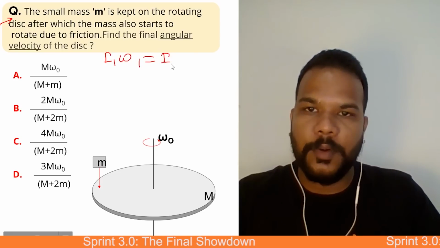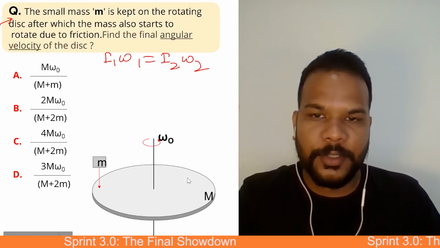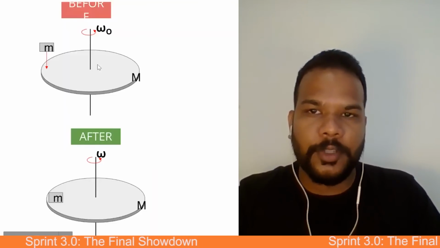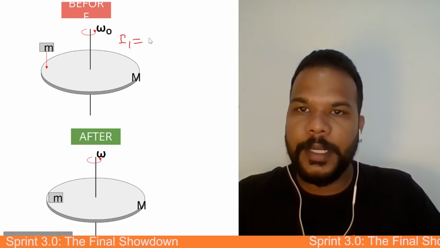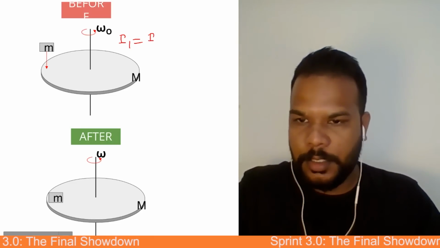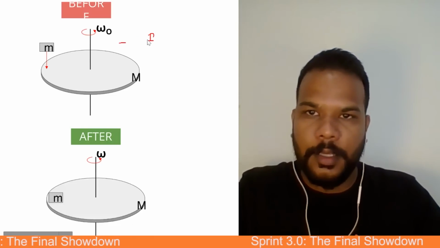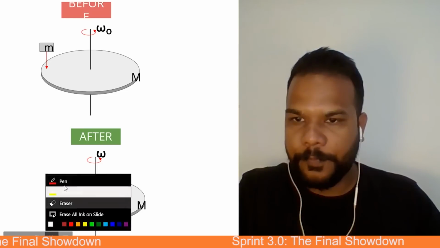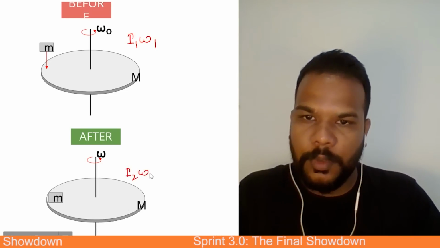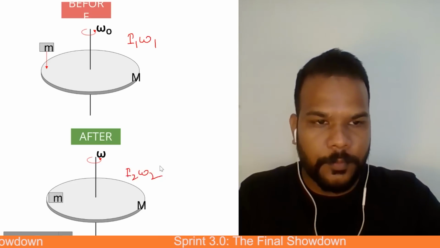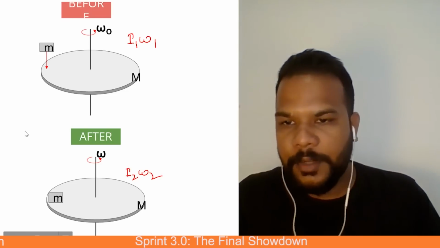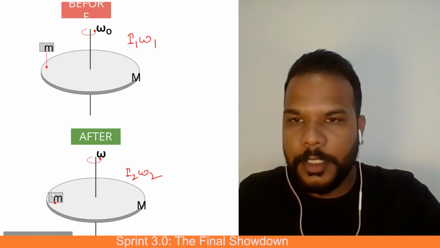I1 omega 1 should be equal to I2 omega 2. Earlier a disk is only rotating. ये situation है. Earlier there is only a single disk rotating, so its angular momentum initially is I1 omega 1. This is I1 omega 1 and this is I2 omega 2. And now we have to find out what will be the new angular velocity when you are placing a mass on the turntable.